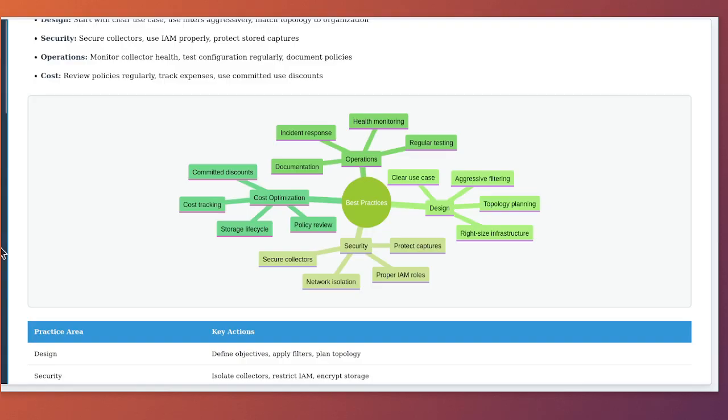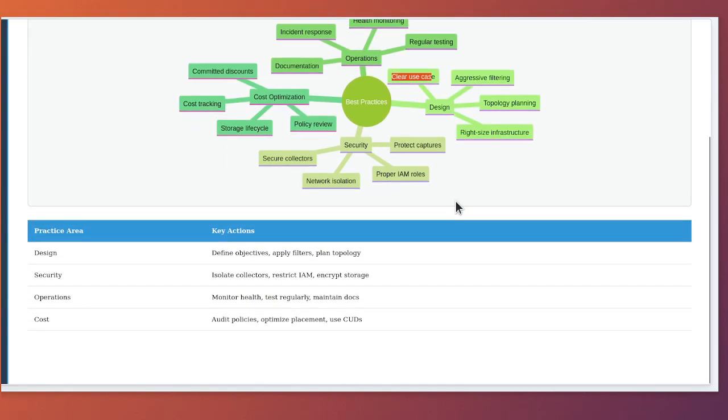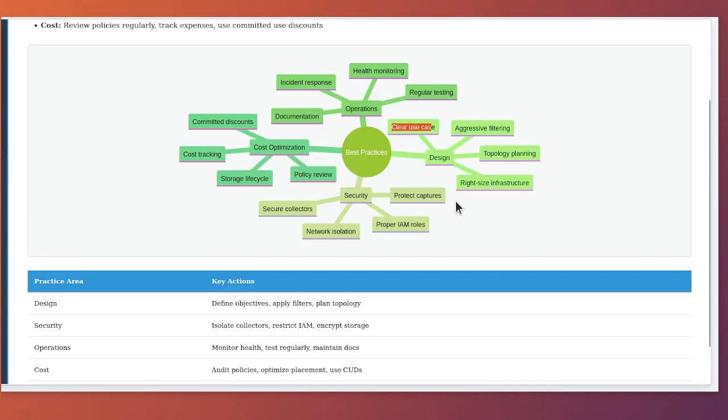First, start with a clear use case. Don't enable packet mirroring just because it's available. Identify specific security requirements, compliance needs, or troubleshooting objectives that packet mirroring will address. This clarity helps you configure mirroring appropriately.